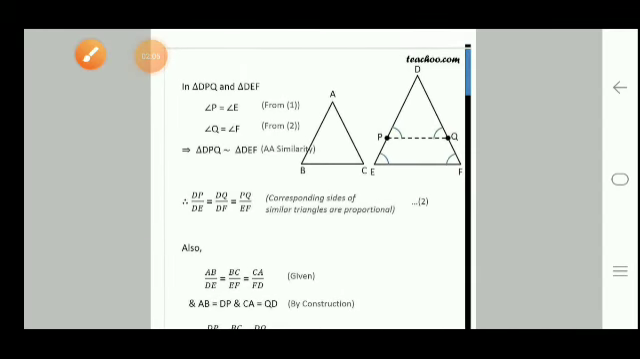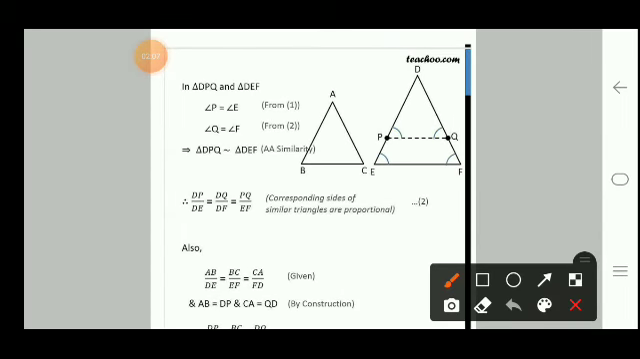Then after this, we are considering the triangles DPQ and DEF. This angle is equal to this angle, this angle is equal to this angle, and this angle can be taken as common, or just by angle similarity we can say both the triangles are similar. So when both the triangles are similar, it means DP over DE is equal to DQ over DF is equal to PQ over EF. And also it is given that AB over DE is equal to BC over EF is equal to CA over FD. And AB is equal to DP and CA is equal to QD.